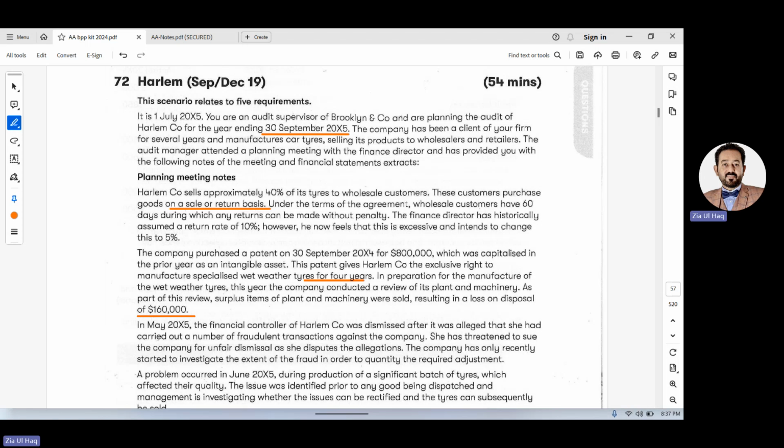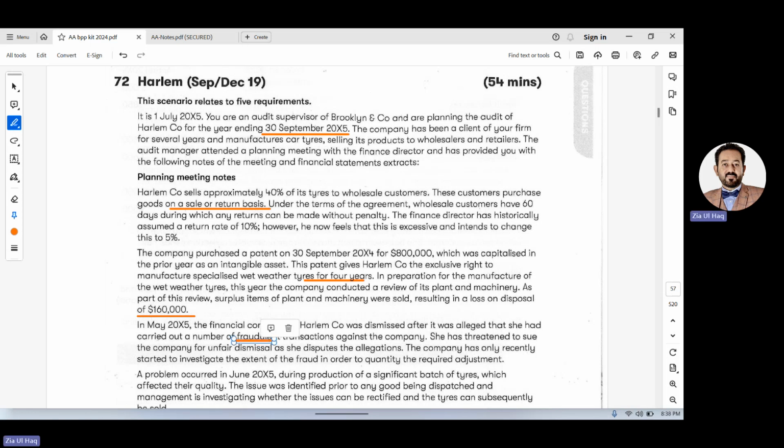Okay. So in May 20x5, the financial controller of Harlem Company was dismissed after it was alleged that she had carried out a number of fraudulent transactions against the company. If there was a fraudulent transaction, those should be corrected and disclosed in the financial statements. And if the fraudulent transactions were not corrected or disclosed, financial statements could be misstated. Fraud.